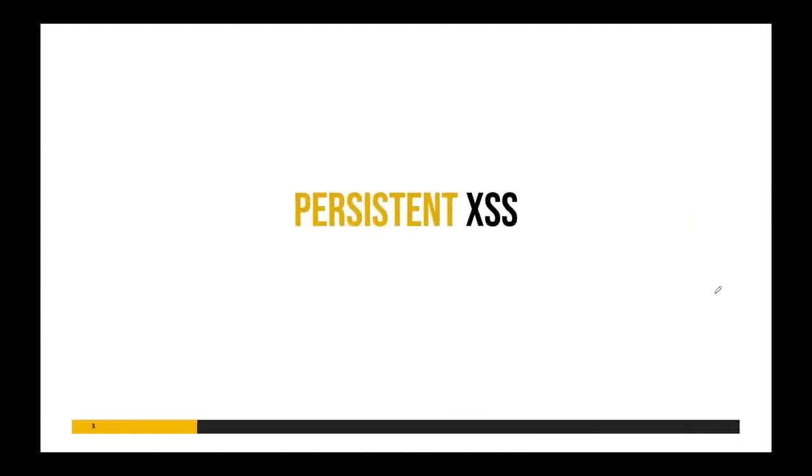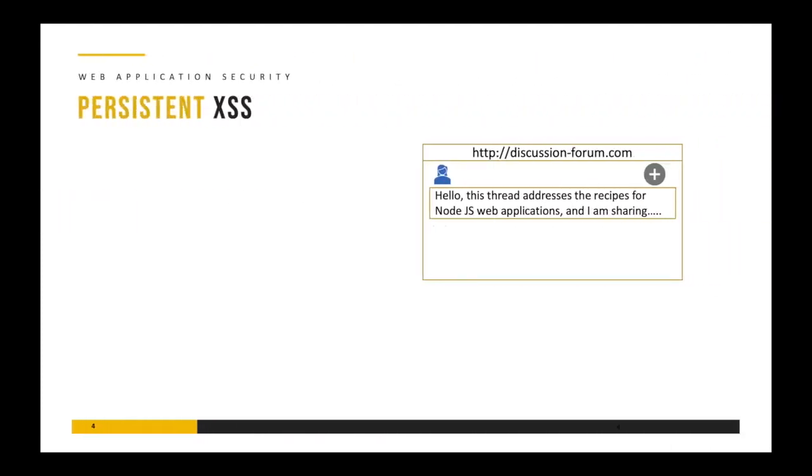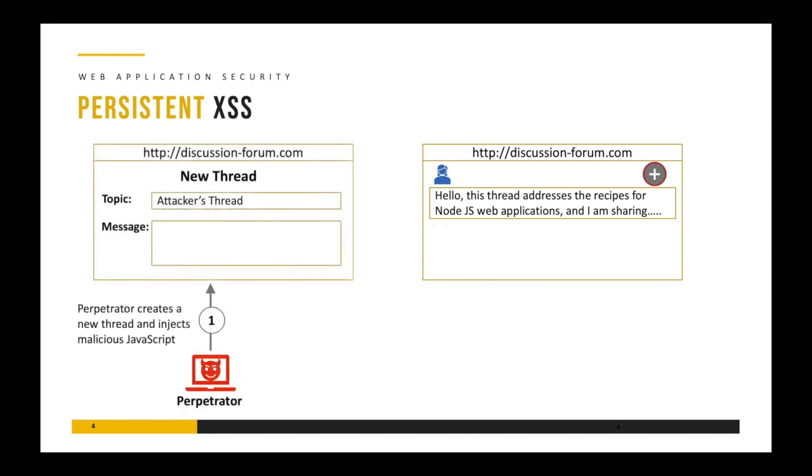So let's start with the persistent cross-site scripting attack. In this attack, we have a normal discussion forum such as this, where users come and post their comments and create new threads. Every message in this discussion forum should normally be a text message or images, right? So let's see what happens when an attacker creates a new thread.